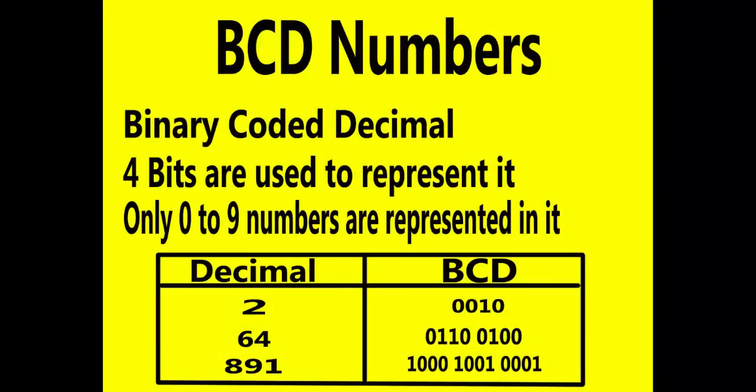Before moving on, we must learn what are BCD numbers and 7 segment display. BCD stands for binary coded decimal. These are 4-bit numbers which can only display 0 to 9 in it. For displaying a single digit BCD number, we require 4 bits. Similarly, for displaying a 2 digit BCD number, we require 8 bits. And for a 3 digit BCD number, we require 12 bits. You can see the following example.